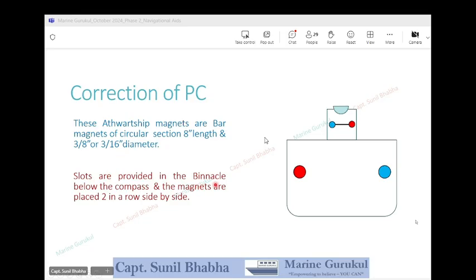Slots are provided in the binnacle below the compass, and the magnets are placed 2 in a row side by side. This is exactly as we corrected the permanent B. The only difference was that in permanent B, the magnets were placed in the fore and aft direction. In correcting permanent C, the magnets are placed in the athwartship direction.